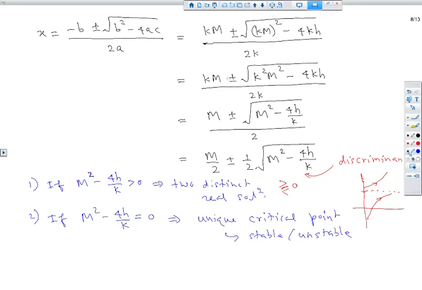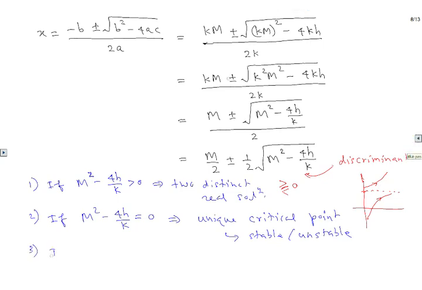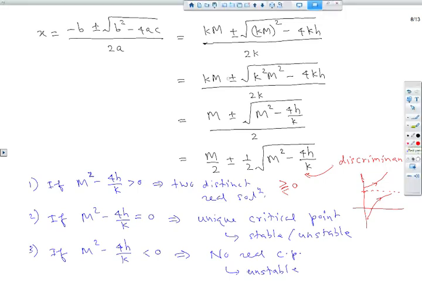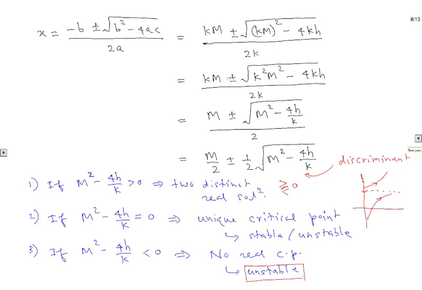The third and last case is if m squared minus 4h over k is negative. If this is negative, what's going to happen? You have no real critical points. Since there are no critical points, there is no way it can converge, so this case is always unstable. In practice, the final solution in the long run is either going to go to negative infinity or to positive infinity. There are no other cases, so it has to be one of them.